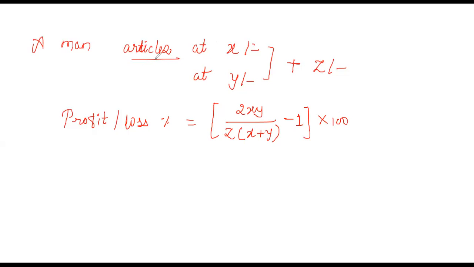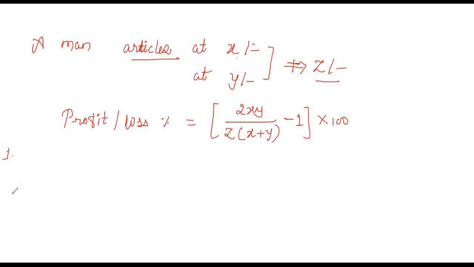Some articles he purchased with x rupees and some with y rupees, mixing them, and then he is selling them at Z rupees. At that time, whether he is getting profit or loss, that profit or loss percent can be calculated with 2xy divided by z into x plus y, minus 1, into 100. Let us see one example.